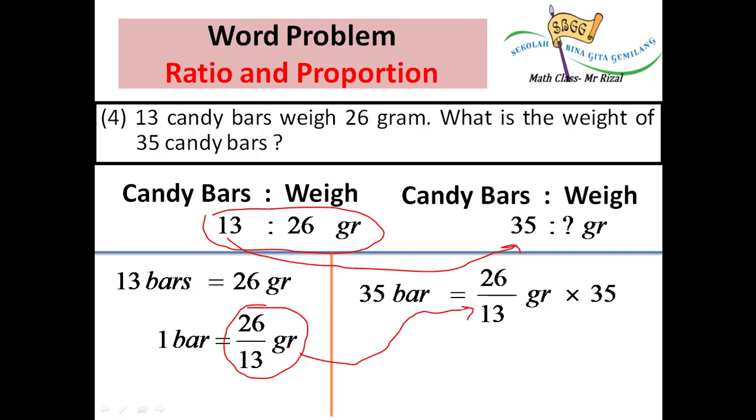Okay, times 35. If you got this, 26 and 13 is divisible by 13. So this is 2 and this is 1. 2 times 35 is 70. 70 divided by 1 is 70. So we got, if the weight of 13 bars is 26 grams, then the weight of 35 candy bars is 70 grams. Okay, easy, right? Yes, play again and again.